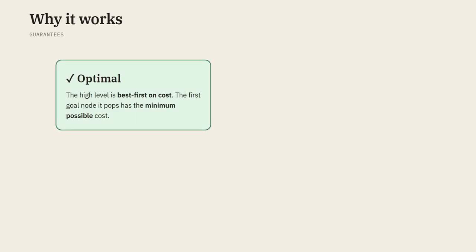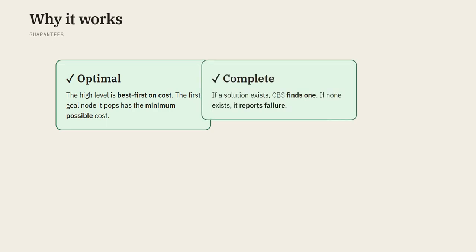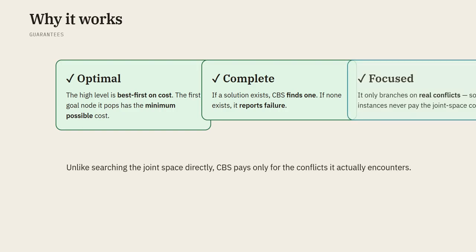Why does this work? Two guarantees make CBS special. It's optimal, because the high level is a best first search on cost. The first goal node it reaches has the minimum possible cost. It's complete. If a solution exists, CBS will find one. If none exists, it will report failure. And unlike searching the joint space directly, CBS only branches when there's an actual conflict, so easy instances stay cheap.